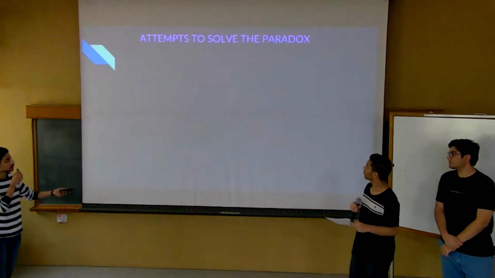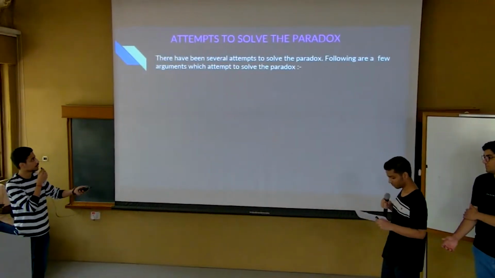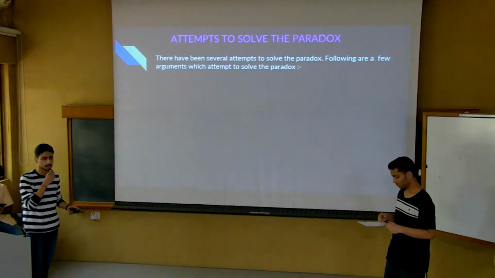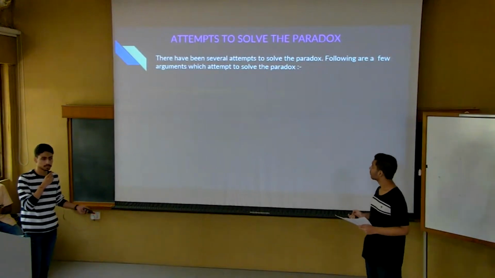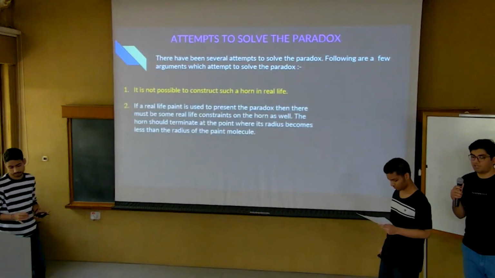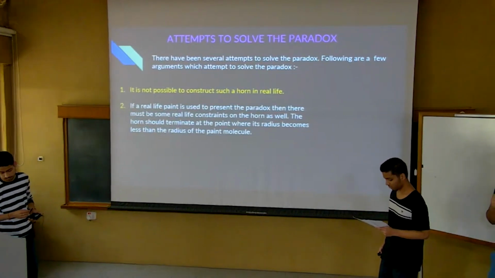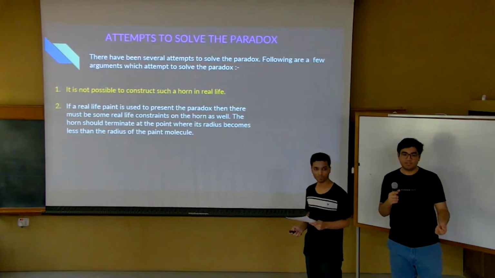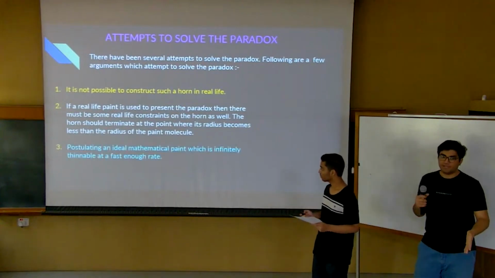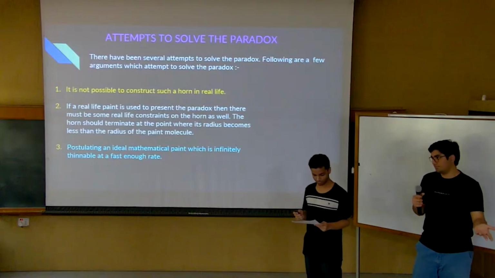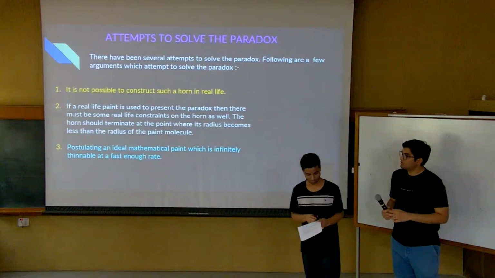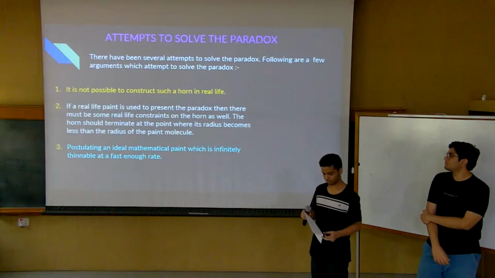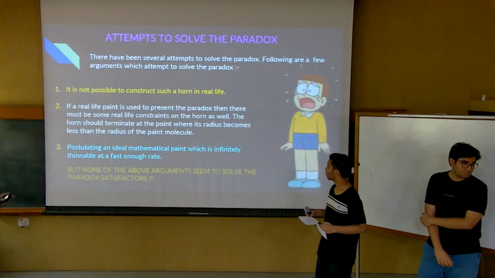So far, many arguments have been made to solve this paradox. There were several attempts in which it was discussed that it is not possible to construct such a horn in real life, so it is meaningless to discuss how to paint it. Some other school of thought argues that if we are using real life paint, then we must have a real life constraint on the horn as well, like the length of the horn should terminate when the radius of the horn becomes less than the radius of the paint molecule. In this case, we get a finite length, and thus a finite surface area, which basically solves the problem. Some people also supported postulating a mathematical paint which is infinitely thin and thins at an appropriate rate, so that when length approaches infinity, the thickness decreases.